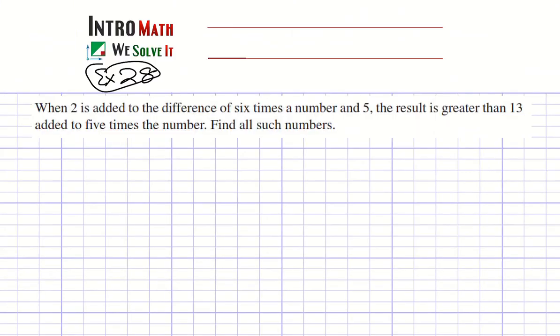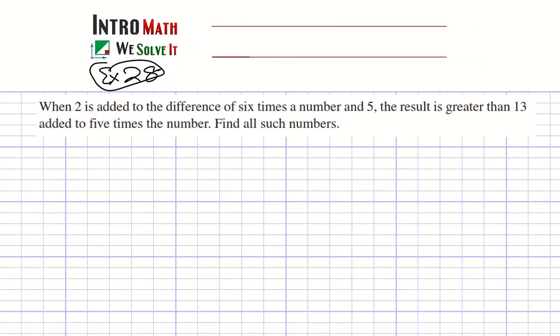This is the next example. It says when 2 is added to the difference of 6 times a number and 5, the result is greater than 13 added to 5 times the number. Find all such numbers. Well, when you see this "greater than," you know it has to do with inequality, okay?